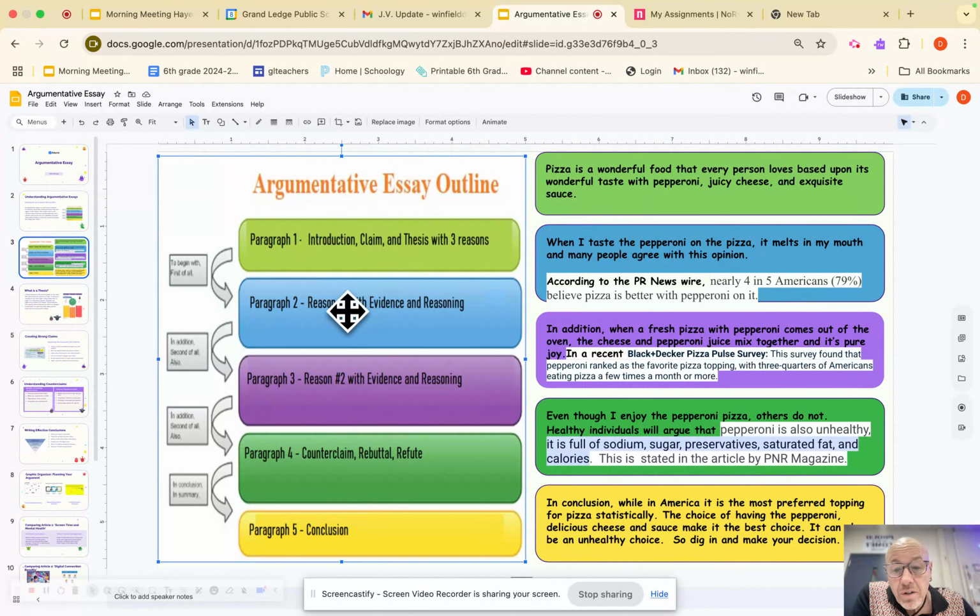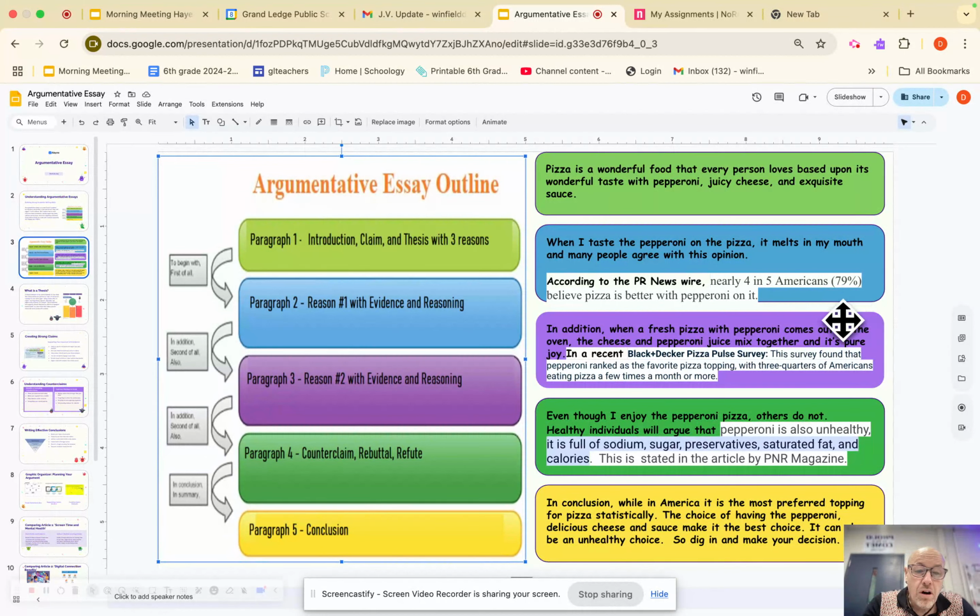But then we're going to go down to my paragraph right here, paragraph 2, and it's going to be an opinion. When I taste pepperoni on the pizza, it melts my mouth, and many people agree with this opinion. So now I'm going to give you a fact to back it up. According to the PR Newswire, nearly 4 out of 5 Americans, or 79%, believe the pizza is better with pepperoni on it. So again, we're doing opinion, fact, or we would say claim, fact, or claim and evidence.